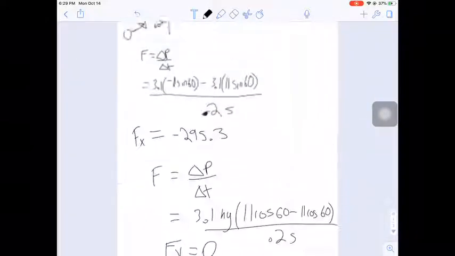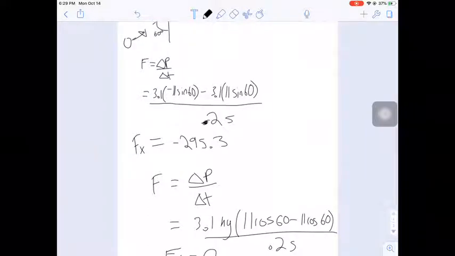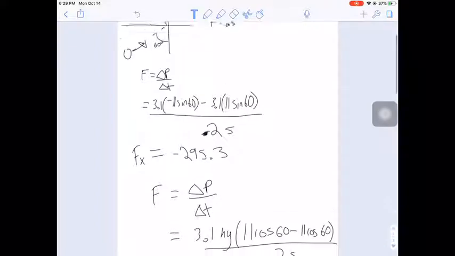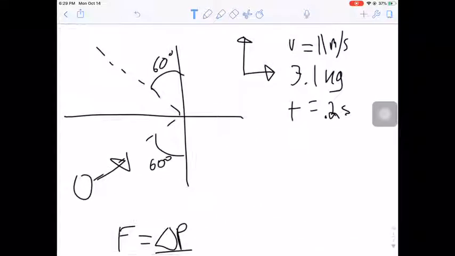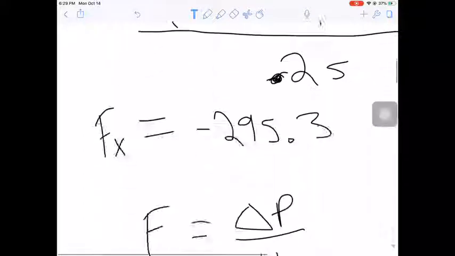And this makes sense, since there's no change in the y direction, so it just stays constant. There's only a change in the x, so that's why it'd be 0.